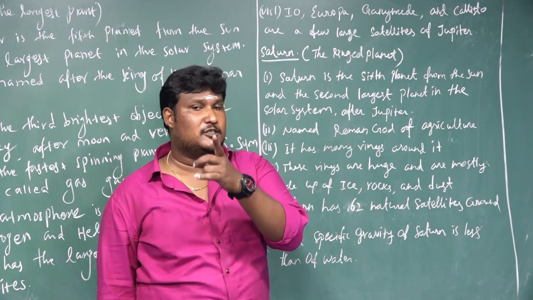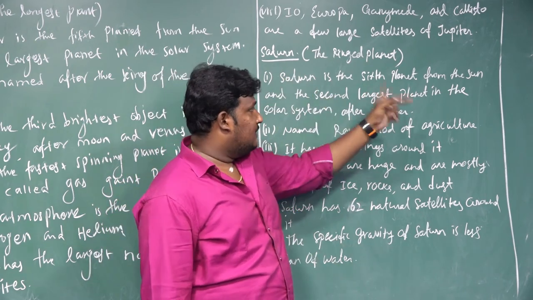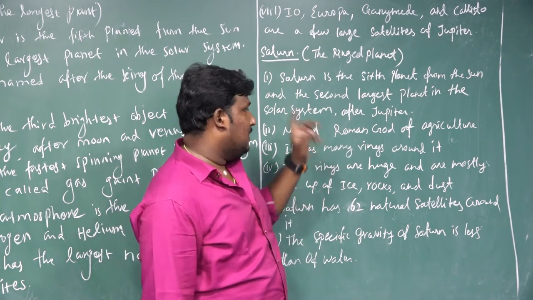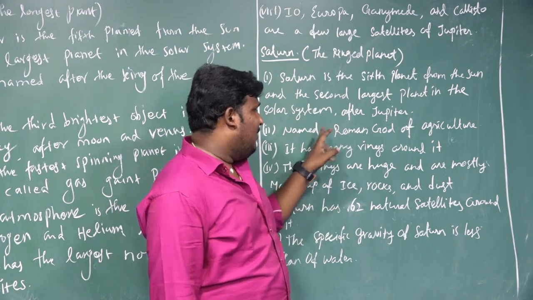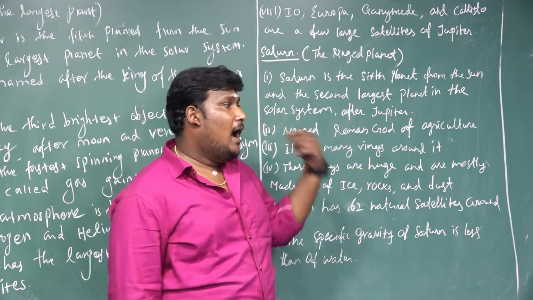Jupiter is the first largest planet in the solar system. The second one is Saturn. Saturn is the sixth planet from the Sun and the second largest planet in the solar system after Jupiter. It is named after the Roman god of agriculture.